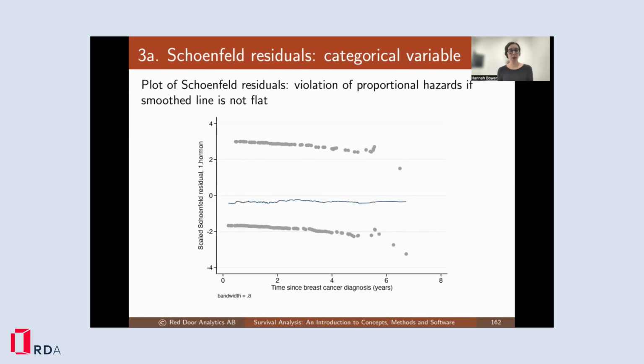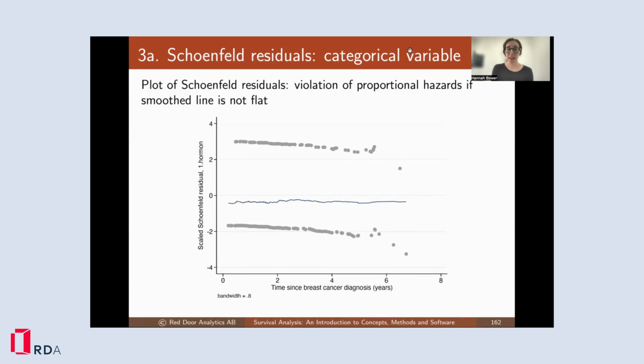So the third thing we can do is we can look at something called the Schoenfeld residuals. And so what we want to do is look at plotting these residuals. So these are just a type of residual that we plot, and then we have some smooth line on these plots, as you can see here, that we want to see that this is flat. So if this line is flat, then we have evidence that the proportional hazards assumption may be a good idea. If it's not flat, then we may have a violation of the proportional hazards assumption.